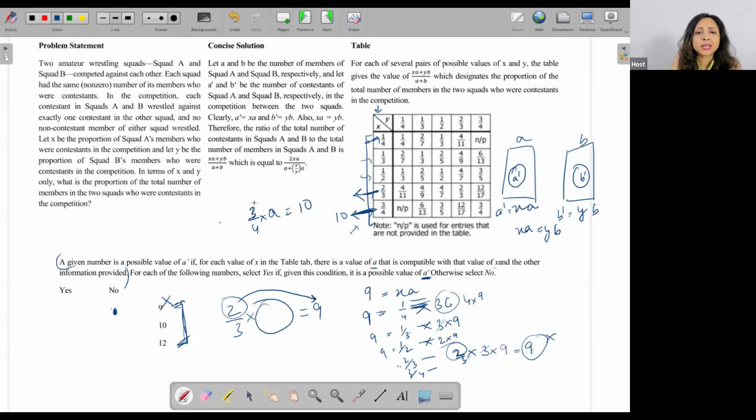Where is my 3 then? My 3 has to be maintained, right? I can't cancel off my 3 with anything. If a were a fraction, for example, 40 by 3, then that's fine. But a has to be an integer, so 3 doesn't get cancelled off. So the 3 has to come as it is over here, and it can't, right? Then if x is equal to 3 by 4, then 10 is also not a possible value. So here also I choose no.